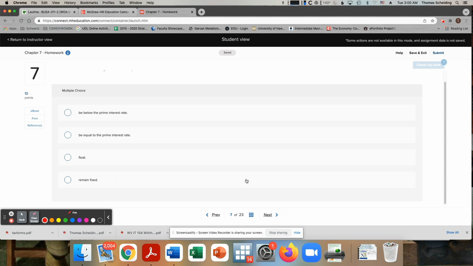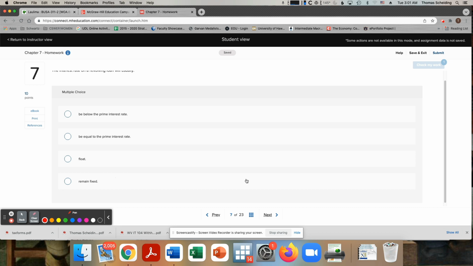Interest rate on a revolving loan. So for the interest rate on a revolving loan, what does it do? A revolving loan would be kind of like the equivalent of paying back a credit card, or even something like a home equity line of credit. So let's go through the options.